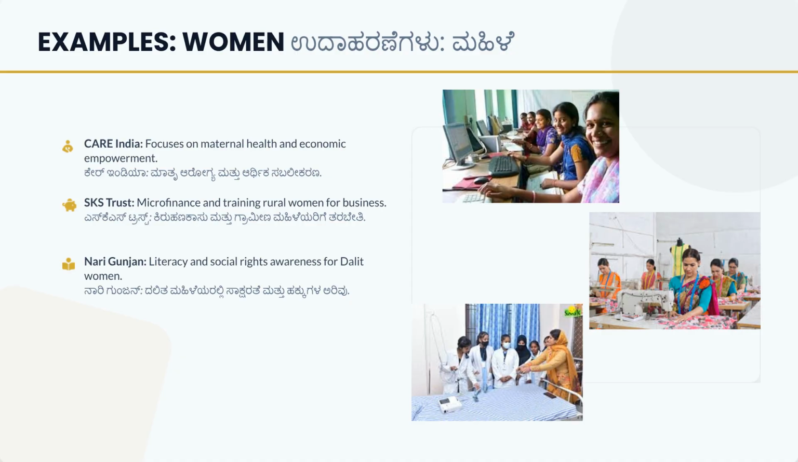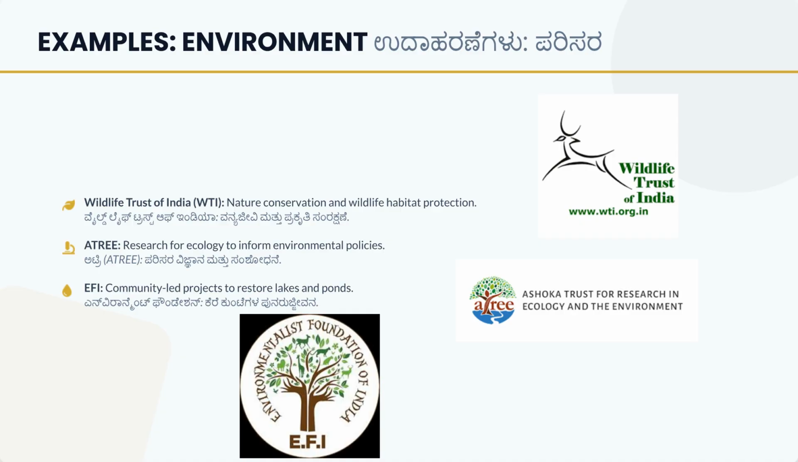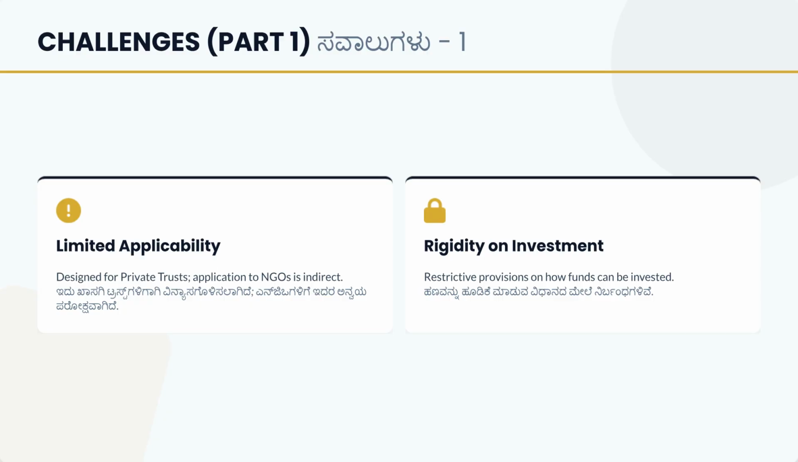social rights awareness. For rural development, notable examples are the Rural Development Trust, DHAN Foundation, and SM Segal Foundation, focusing on sustainable farming and water security. In the environment sector, we have the Wildlife Trust of India, ATREE for Ecological Research, and EFI, which leads community projects to restore water bodies.